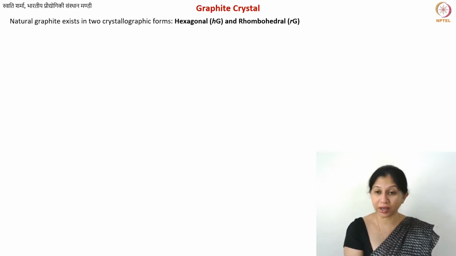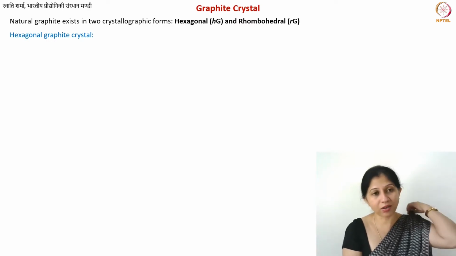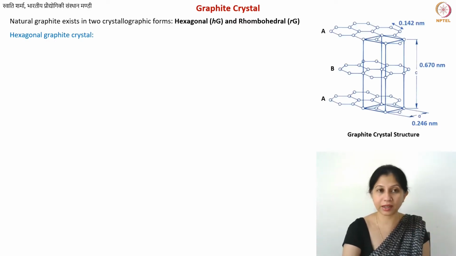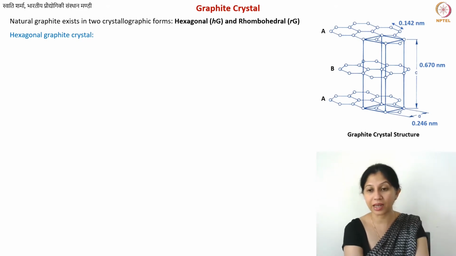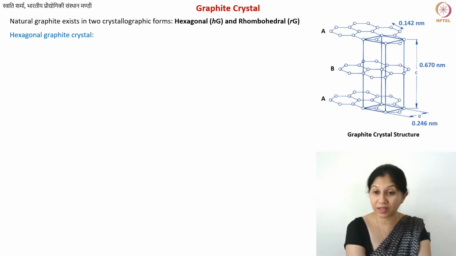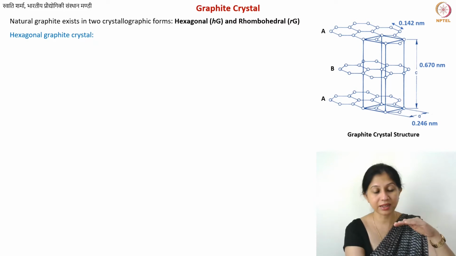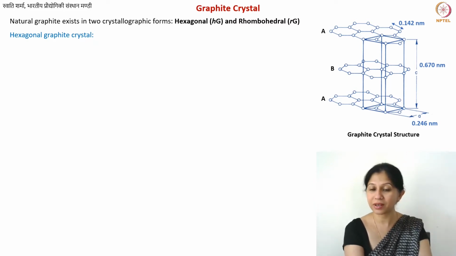Now it is called rhombohedral because it has a rhombohedral crystal structure. So we are going to also learn about that. Okay, so let's first talk about the hexagonal graphite, or the common graphite, and the crystal structure of this graphite looks like this. As we have also previously learned, it has this ABA type crystal structure.